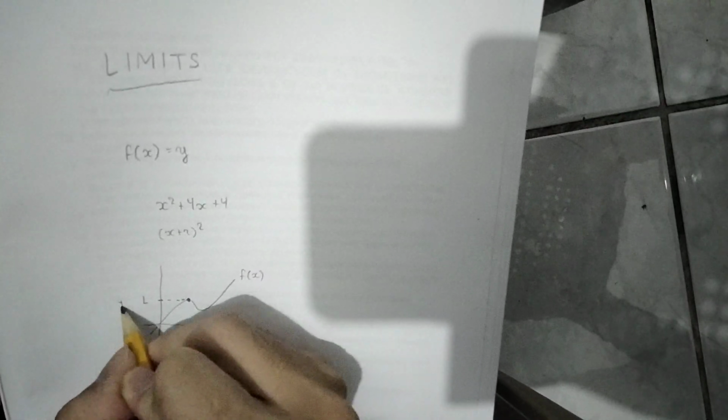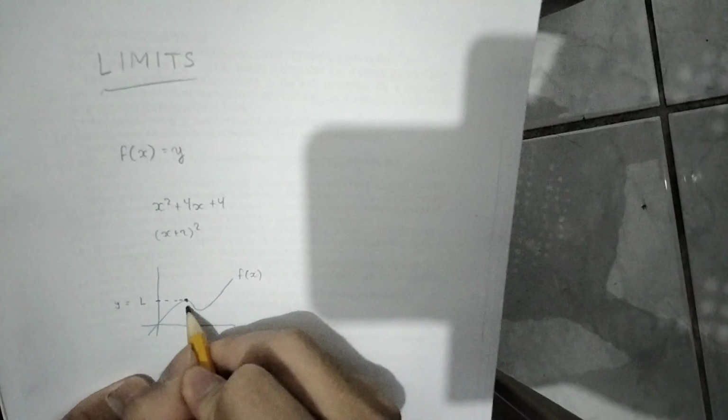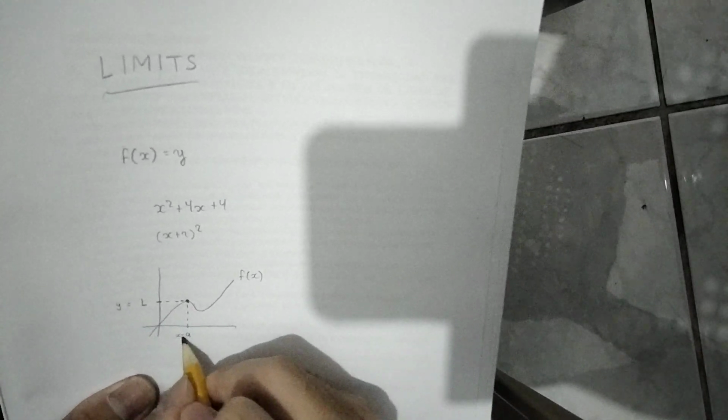And then I have a point over here. Let's call that value L, so y equals L, and let's call its x value A, or x equals A. So the limit of a function is basically this over here, at this point here.